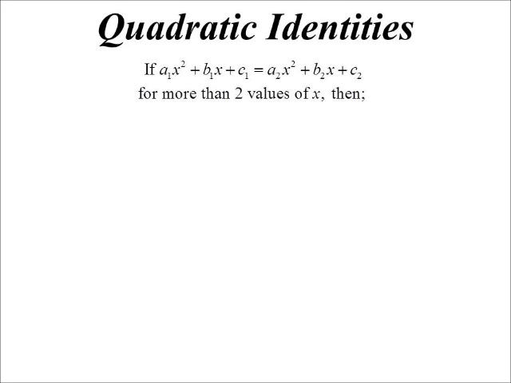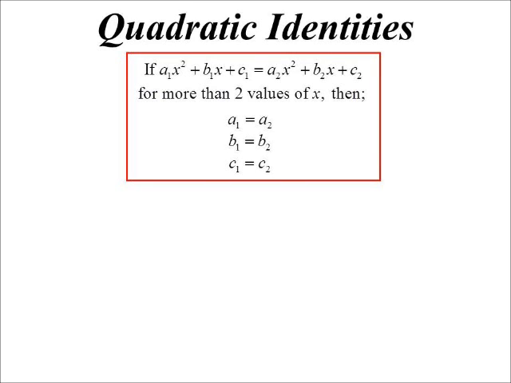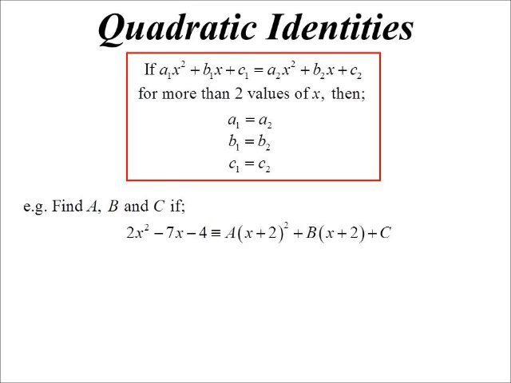So in that case, if they are the same parabola, then the coefficient of x squared must equal the coefficient of x squared, the coefficient of x must equal the coefficient of x, and the constant must equal the constant. All right, see, now I've got the congruent symbol. And so by using the congruent symbol, I don't have to say equal for more than two values, because by congruent, we're saying these are exactly the same.